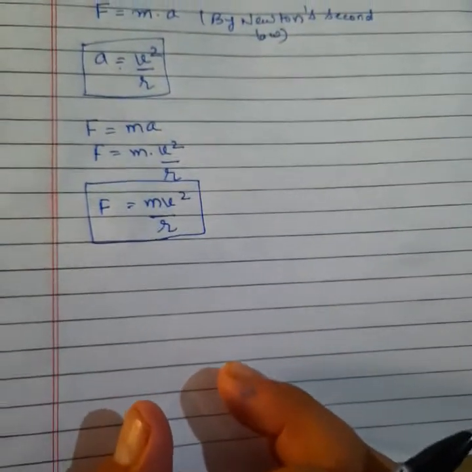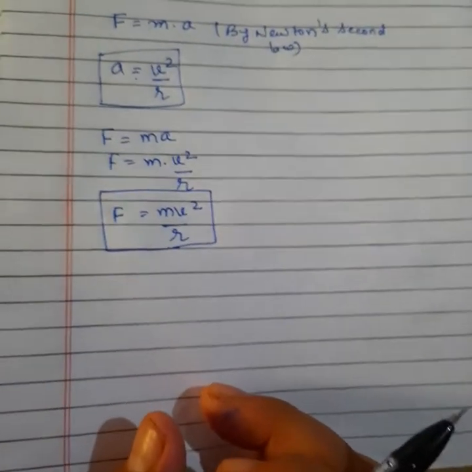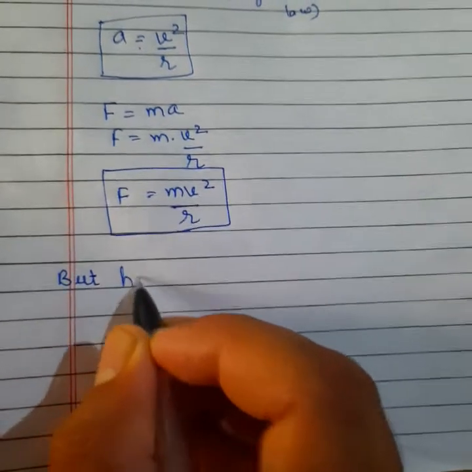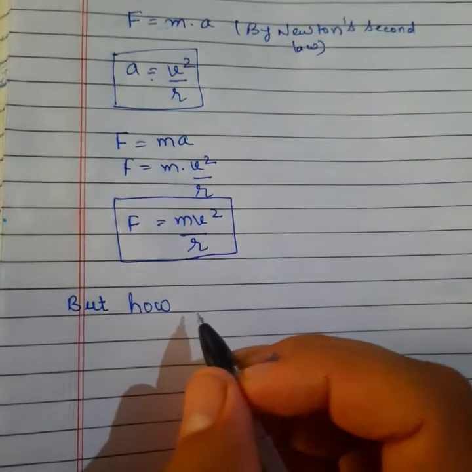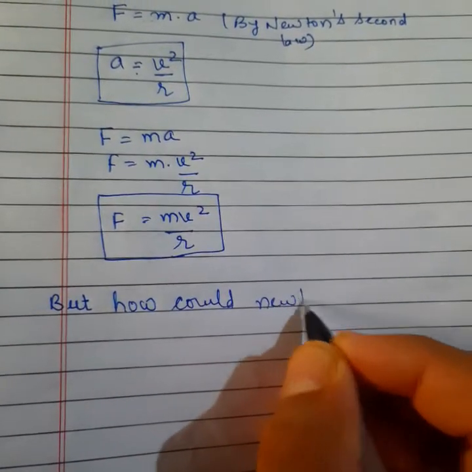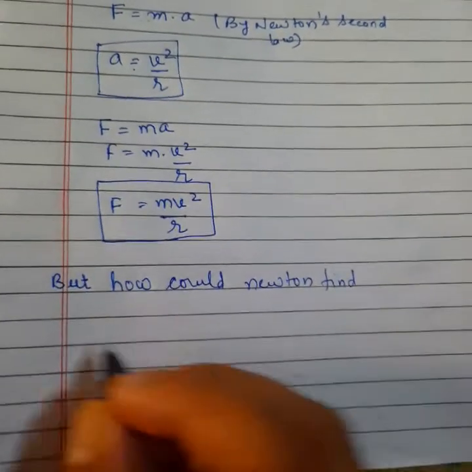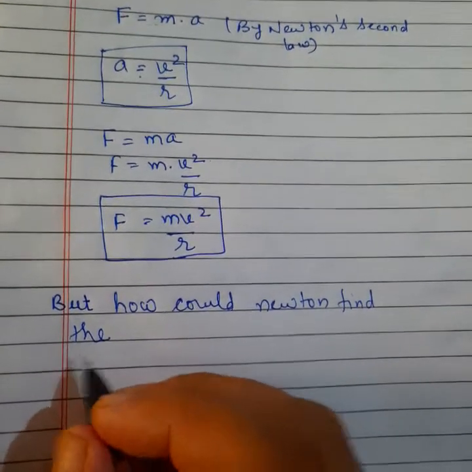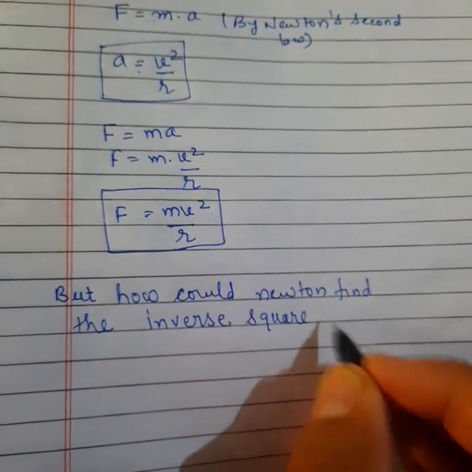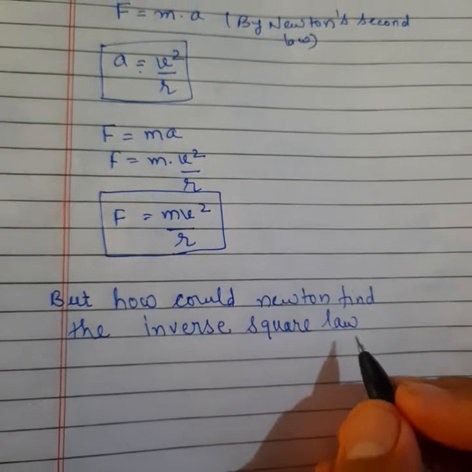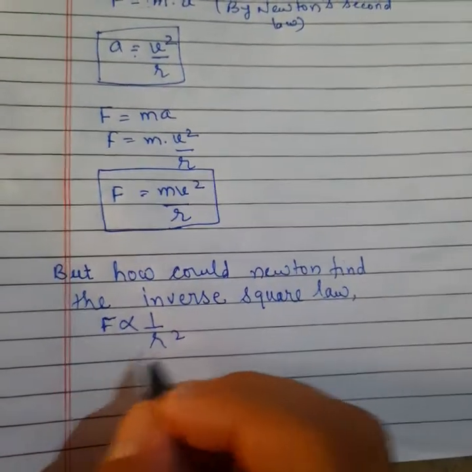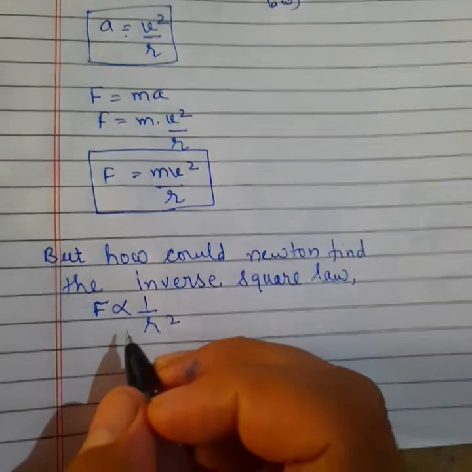Now one more basic thing will come here in the derivation part. So simply try to understand, listen carefully. But how could Newton find the inverse square law? Inverse square law, that is F inversely proportional to r square. So you know about it or not? Did you see this one? Yes. We got this by the universal law of gravitation.